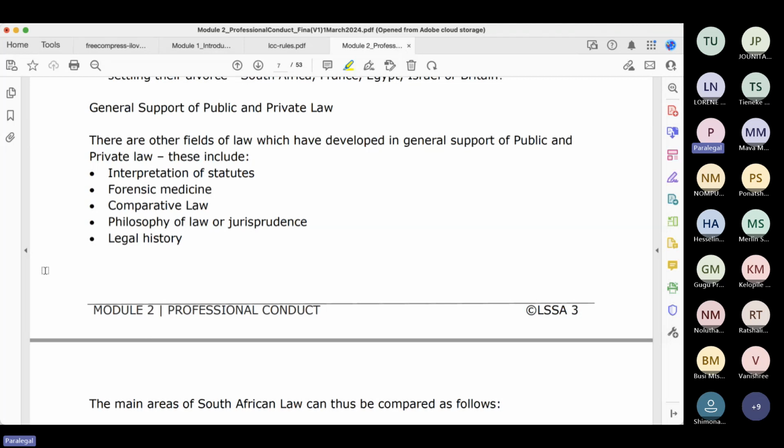Philosophy of law or jurisprudence, we've discussed this, for example, when we're discussing Ubuntu and we're discussing law is politics, where the leading party will always pass a particular rule or act or law based on their constituency. Legal history. The previous module has assisted you with the legal history so that you understand the jurisprudence and how it works.